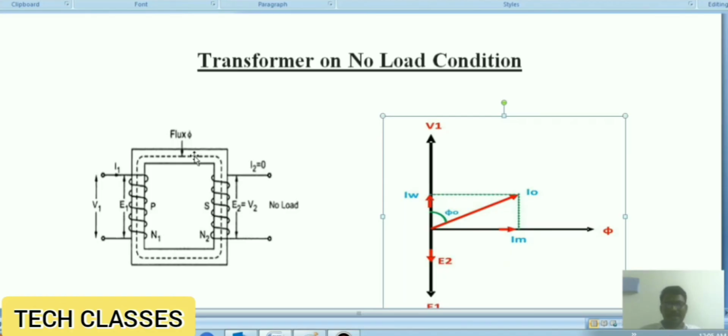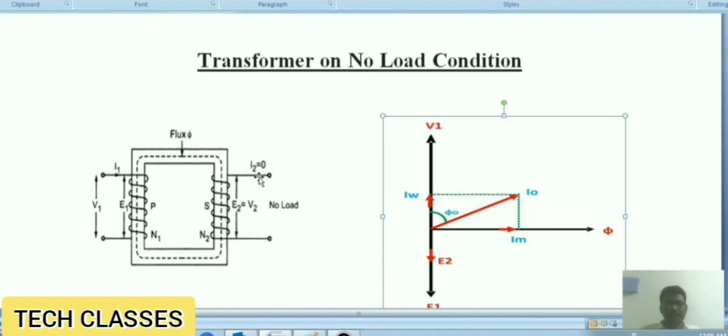Whenever the alternating voltage is applied to the primary winding, this core is magnetized. During this magnetization, a small magnetizing current flows in the core. That can be represented here as IM or I mu. So this I mu or IM is in phase with the magnetic flux.